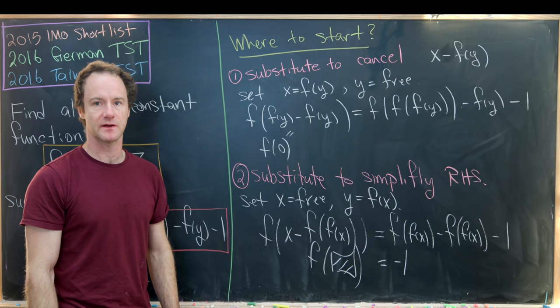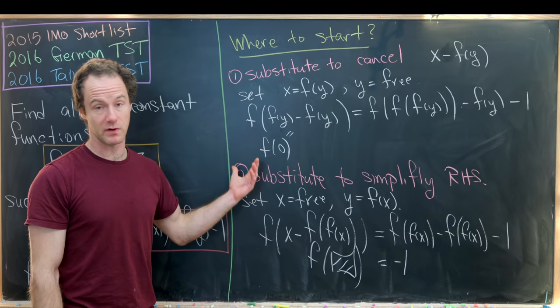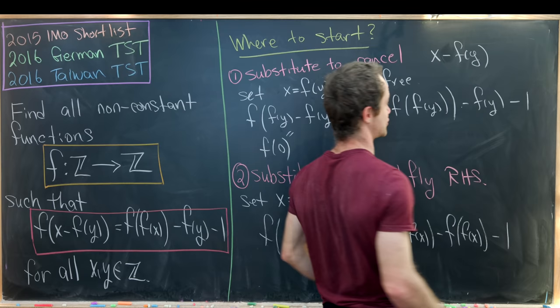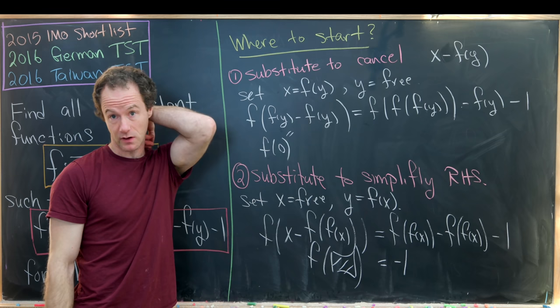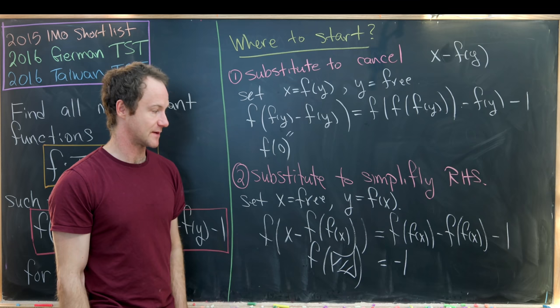Now we should take a step back and look at the two things that we have. Here, we've got f of 0, which is just a number, by the way, equals this triple composition minus this single composition minus 1. So we've got two instances of the function being summed together, one a triple composition and one a single composition. That's a little bit tricky to work with. While in the second substitution we made, we have a single instance of the function. Yes, it's being evaluated at something crazy, but we've got this single instance of the function equals negative 1.